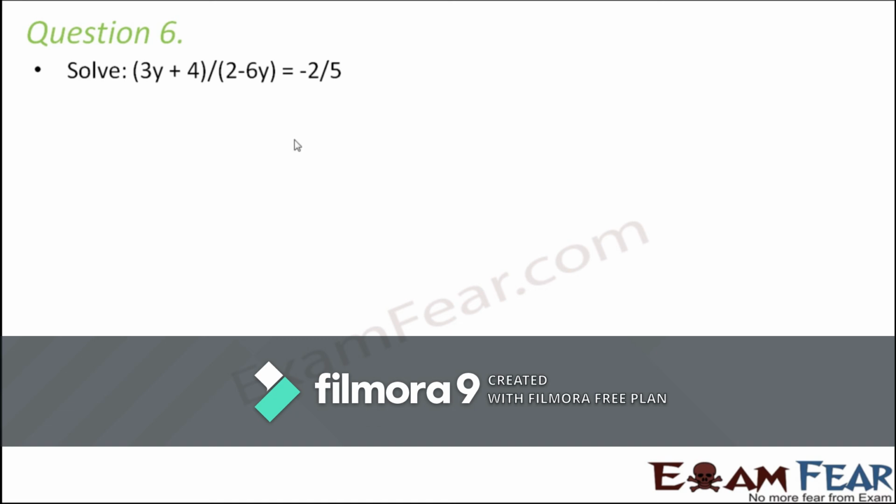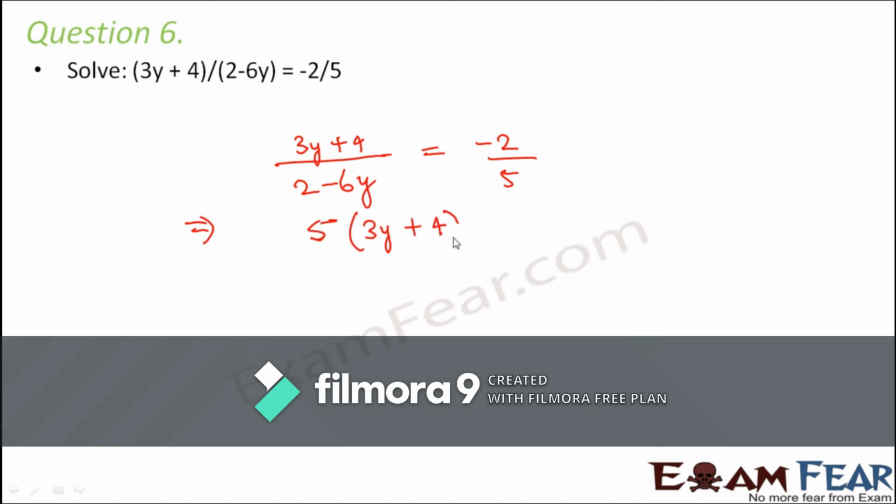Question number 6. Solve 3y plus 4 divided by 2 minus 6y is equal to minus 2 by 5. So here again this is in the form of numerator by denominator equals numerator by denominator. So we would cross multiply. So we will get 5 into 3y plus 4 is equal to minus 2 into 2 minus 6y. So therefore we get 15y plus 20 is equal to minus 4 plus 12y.